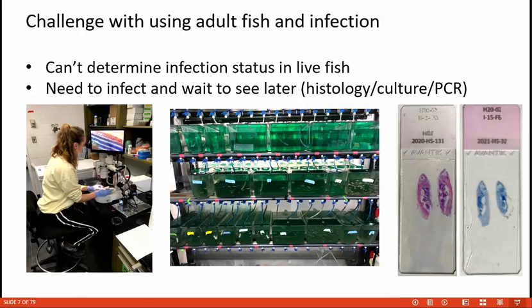And that creates kind of a problem because you do your best to set up the experiment well, and we've done this for many years, but you can't tell how the experiment's going in the middle of it, unless you, of course, have mortalities. That might be an indicator of infection, or you take some fish out as a sample along the way.